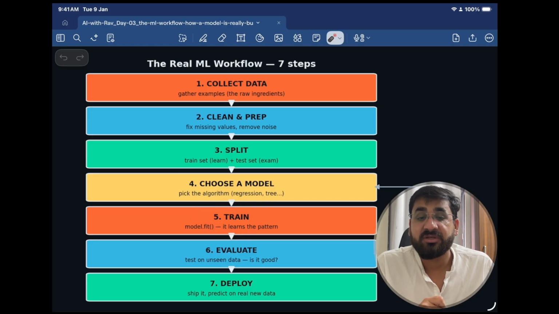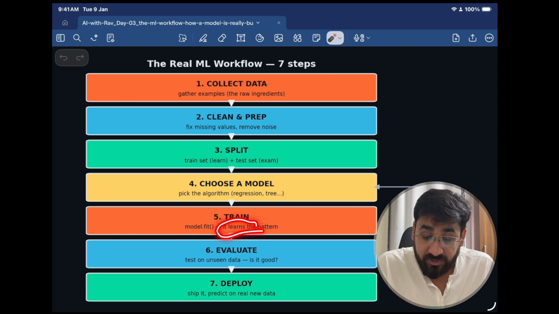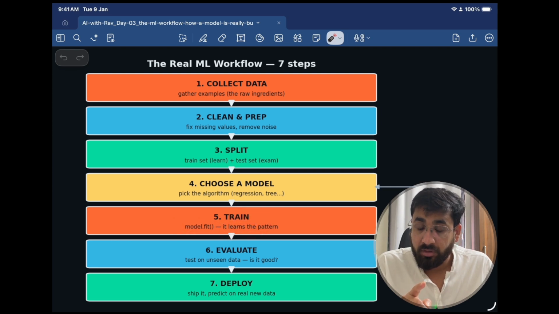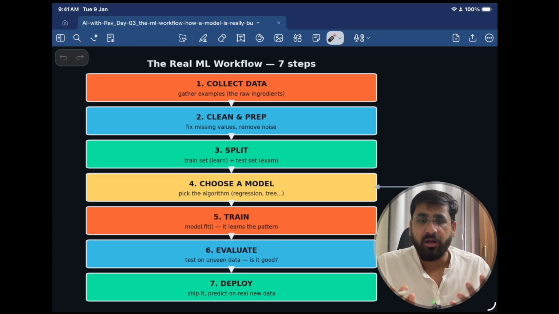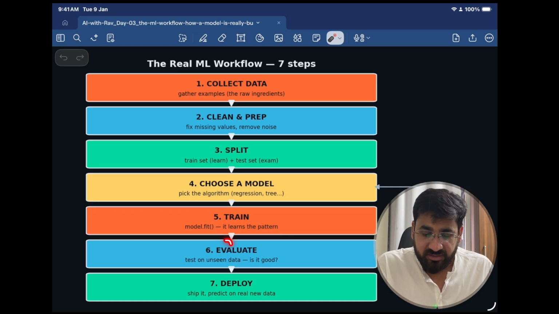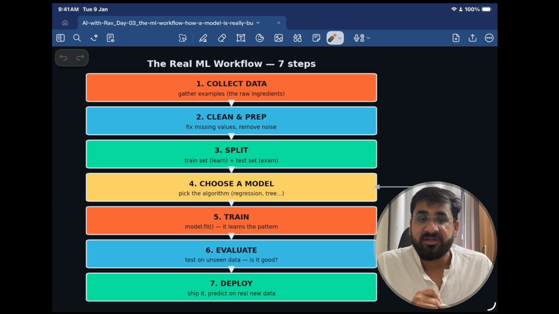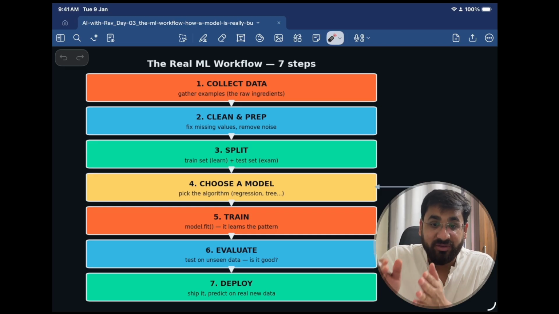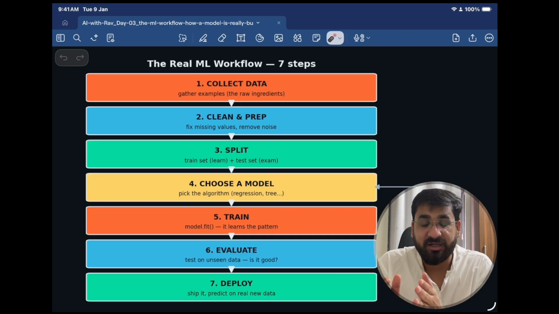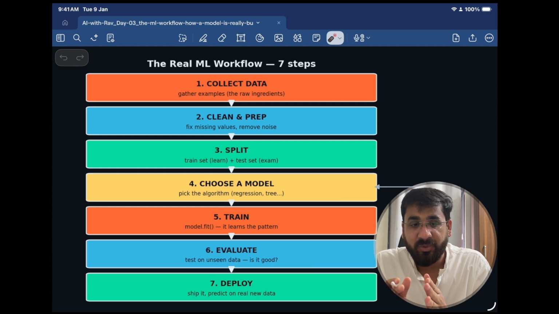And then in the 5th step, what is that? Training. The real training will happen, model.fit. There the pattern recognition will happen. What I mentioned to you, whatever Ramesh Chaiwala remembers is actually the pattern recognition. After that, once you have trained your model, in the 6th step you will evaluate it. What is the result? And how will you evaluate? On the 20 that you split for testing, you will check whether my model is actually giving good predictions or not.